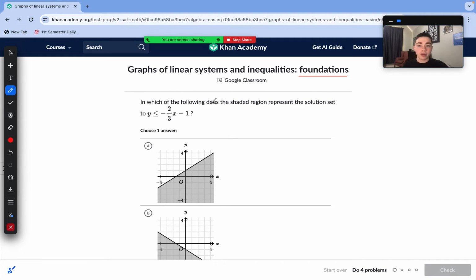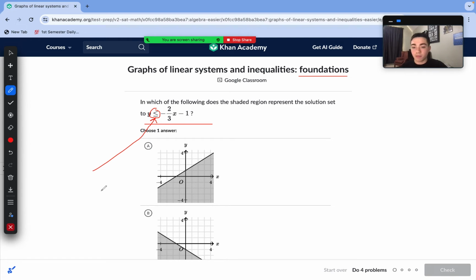So, in which of the following does the shaded region represent the solution set to y is less than or equal to negative 2 over 3 x minus 1? The two things that we need to know that are really important here are our inequality sign and our slope value, and y-intercept value, of course. We can see we have a negative slope and a negative y-intercept.